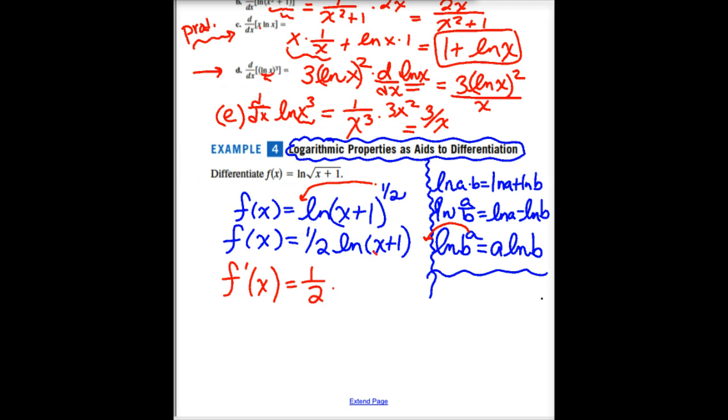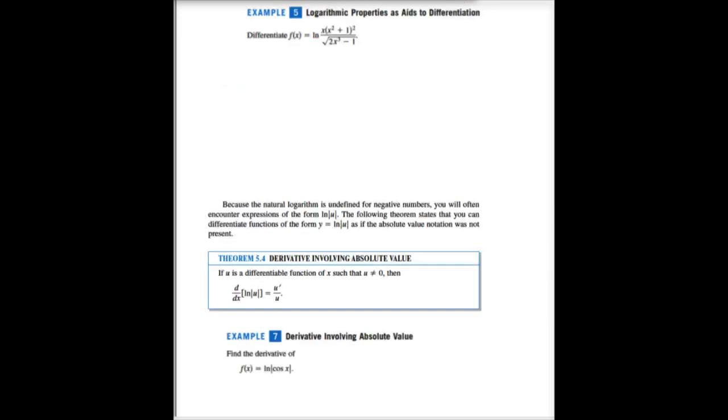The derivative of natural log of u is 1 over u times u prime, or du dx, which in this case is just 1. So it falls out nicely when I've used the rules for natural logs. They really do help clean things up. Now we're going to take a big jump and do one that's a lot more difficult. So look at this big ugly mess.